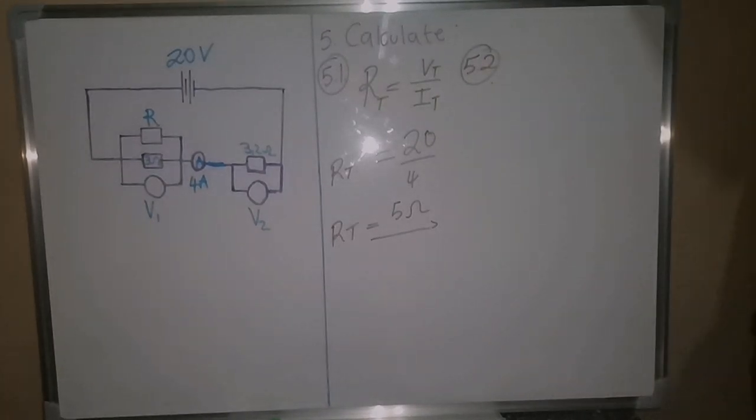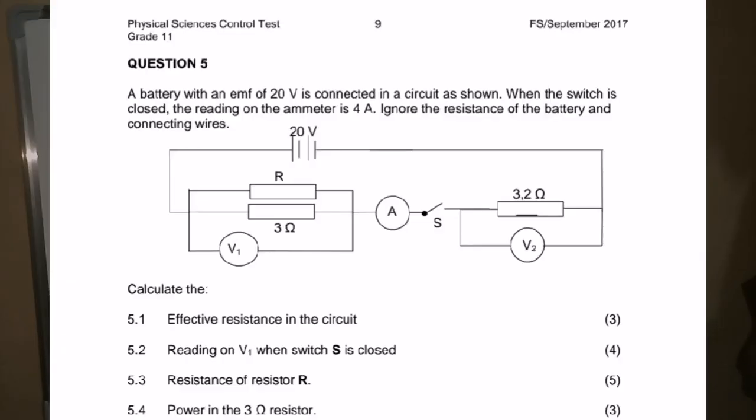5.2 says determine the reading on V1 when the switch is closed. Calculate the voltage on V1. This one. Now, how do you find V1?